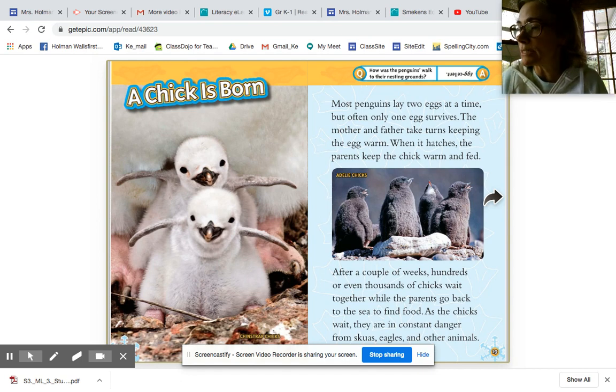Most penguins lay 2 eggs at a time, but often only 1 egg survives. The mother and father take turns keeping the egg warm. When it hatches, the parents keep the chick warm and fed. After a couple of weeks, hundreds or even thousands of chicks wait together while the parents go back to the sea to find food. As the chicks wait, they are in constant danger from skuas, eagles, and other animals.